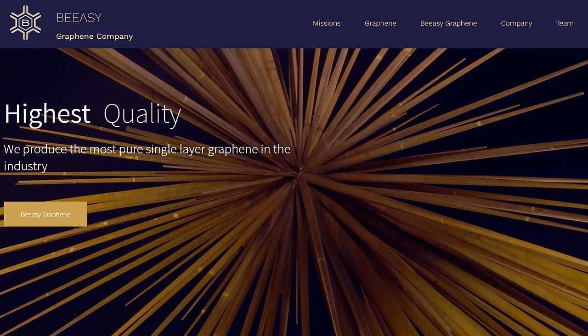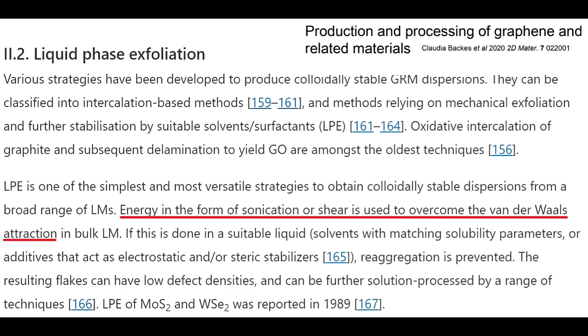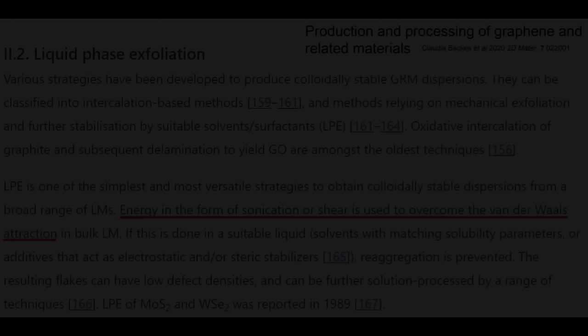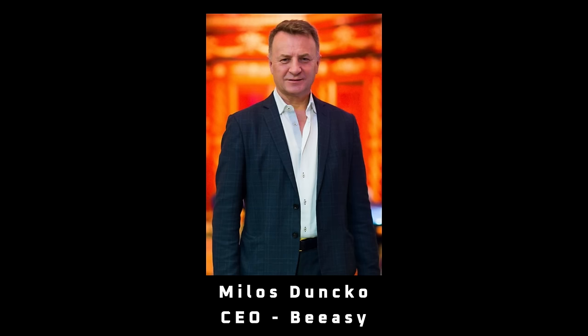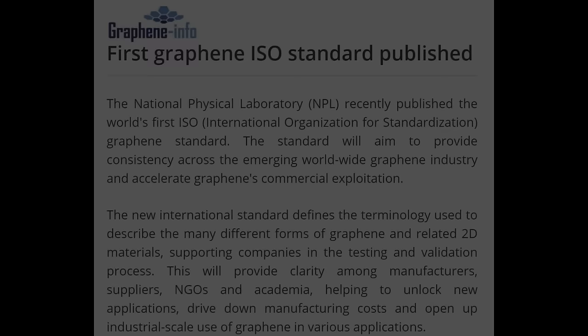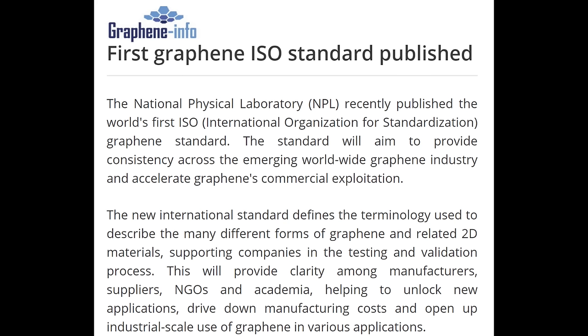There are other ways of mass-producing top-down graphene that are just as promising as what we've seen from Talga. The privately held company Beeasy Graphene uses a purely mechanical process called liquid phase exfoliation. Liquid phase exfoliation is a type of mechanical exfoliation. Mechanical exfoliation includes methods such as using ultrasound on graphite suspended in a liquid to exfoliate the graphene from the graphite. I had a chat with Milos Dunko, the CEO of Beeasy, and he pointed me to the ISO standards for graphene. We'll need to understand these before we go any further.